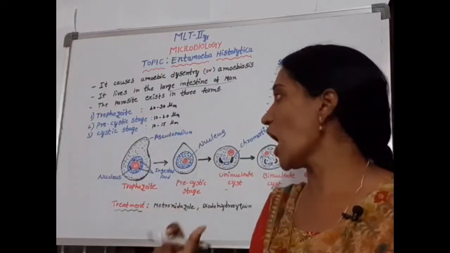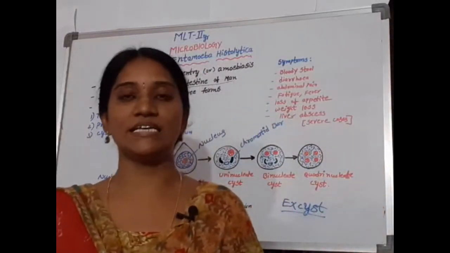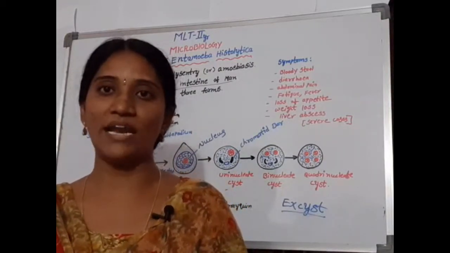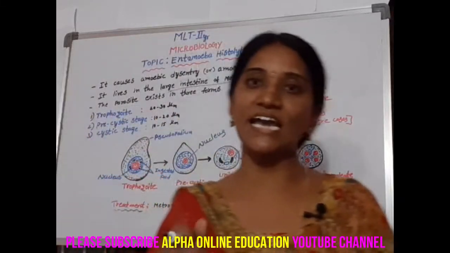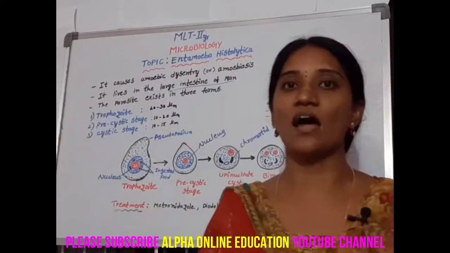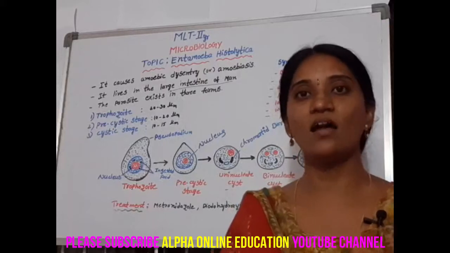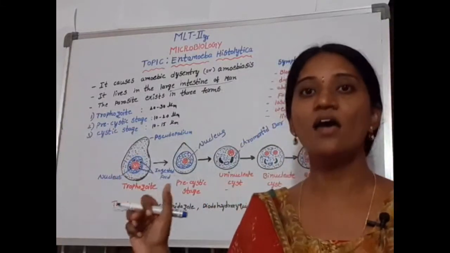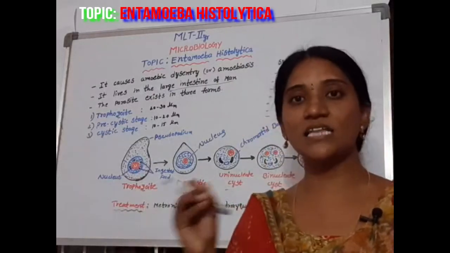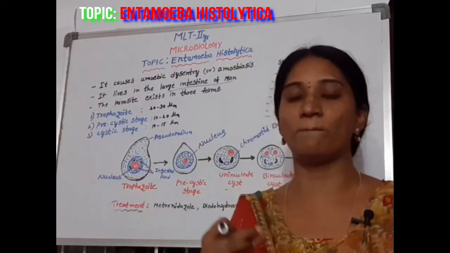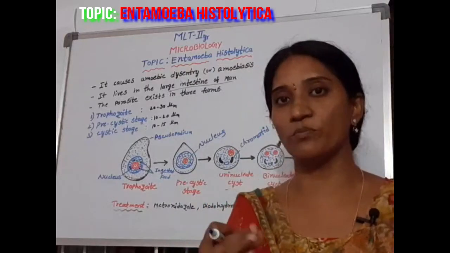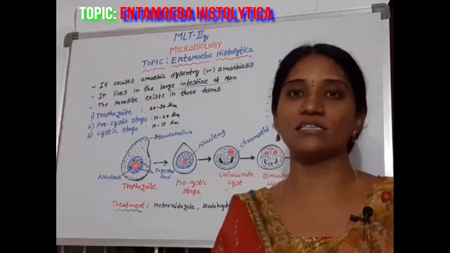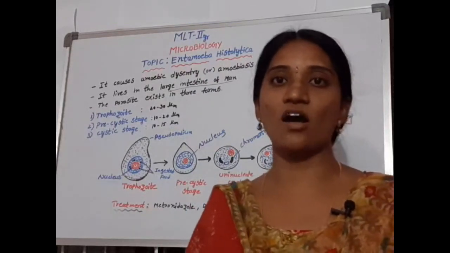This is about amoebic dysentery. Amoebic dysentery or amoebiasis is caused by Entamoeba histolytica. It is a parasite. Parasite means it depends upon others. This parasite depends on humans' red blood cells. They ingest the red blood cells and cause symptoms including abdominal pain and bloody diarrhea with mucus, fever, weight loss, and in severe cases ulcers.